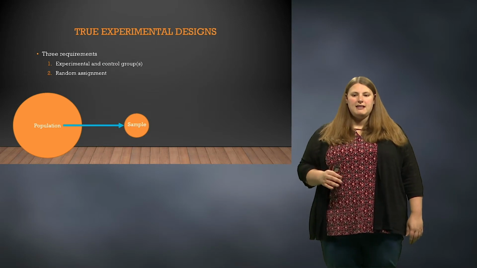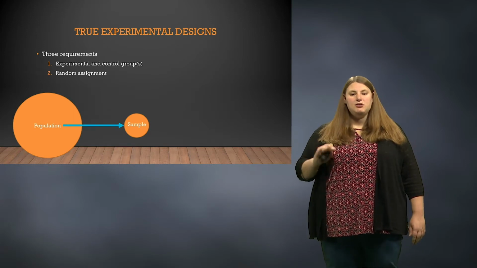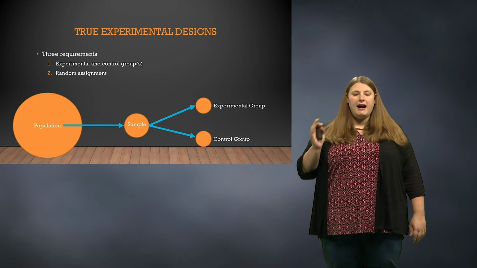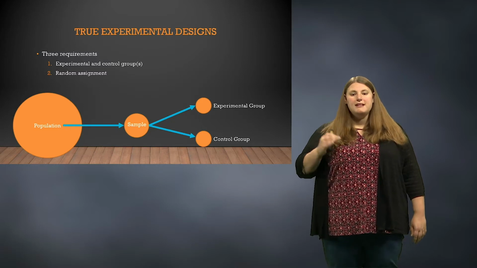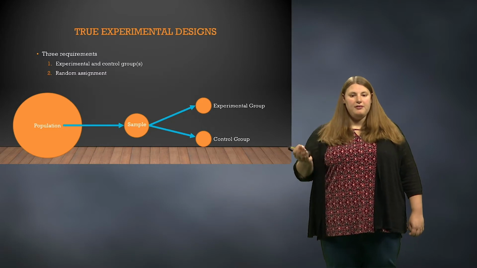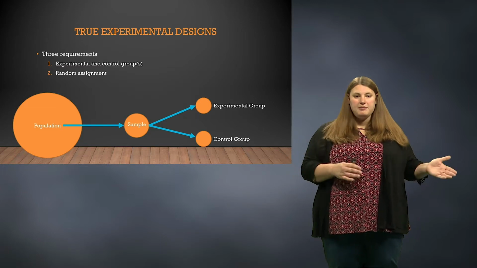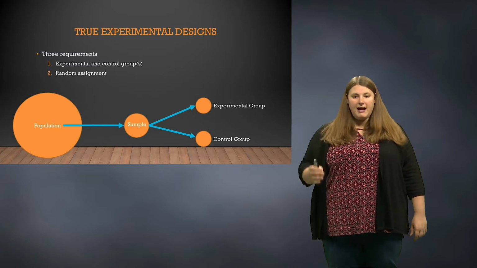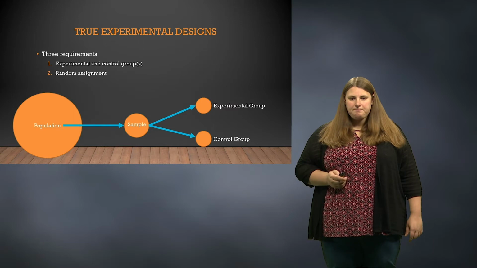Random assignment means that once a sample is selected, the sample is split randomly into the experimental and control groups. So they're randomly assigned to either receive the independent variable as the experimental group or to not receive the independent variable if they're the control group. Experimental designs may or may not include random sampling from the population, but they must contain random assignment from the sample into the experimental and control groups.